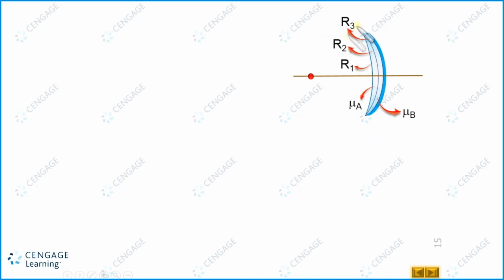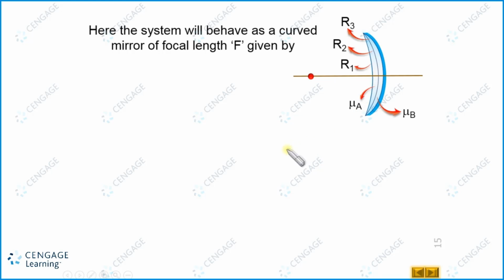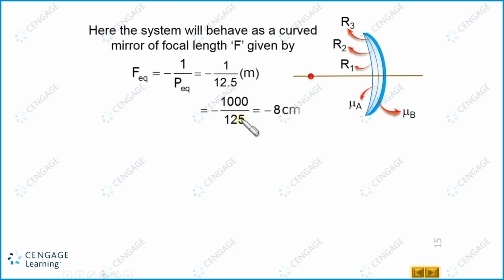Now we know this system is acting as a mirror, and we know the formula for the focal length of the mirror equal to minus 1 divided by power. So we can calculate the focal length of this system by this formula. Now we can substitute this value. This was 12.5 diopter. So this is minus 1 divided by 12.5 meter. This is the focal length of this combined system. We can convert this value into centimeter, multiply by 100. So we can write here 1000 divided by 125, that is equal to 8 centimeter with a negative sign, right? It means this system is acting as a concave mirror of focal length 8 centimeter.